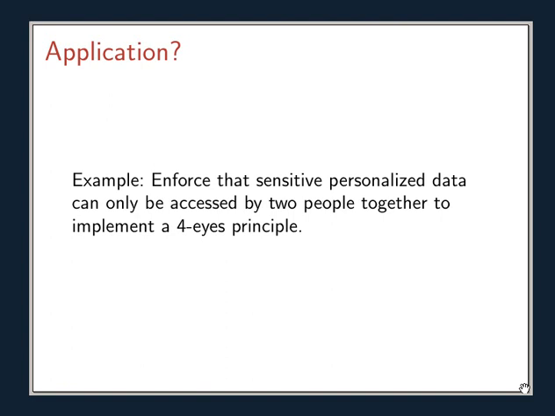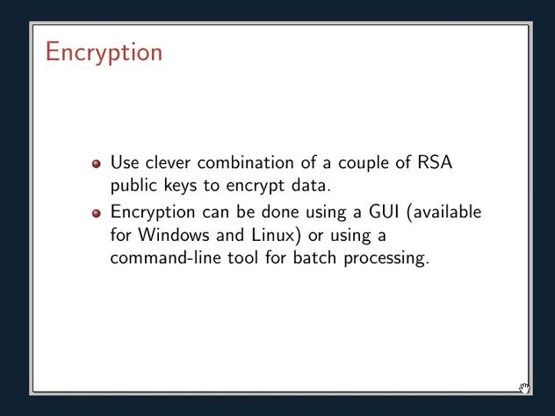An application for this would, for example, be that you could enforce that sensitive, personalized data can only be accessed by two people together in order to implement the Four Eyes principle. Encryption is done using a clever combination of a couple of RSA public keys. It can be done using a graphical user interface, which is currently available for Windows and Linux, or using a command line tool for batch processing.